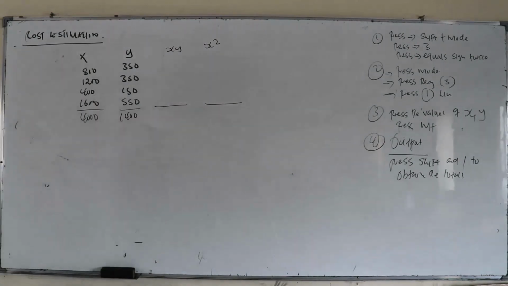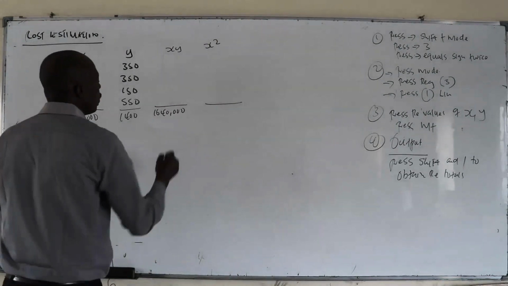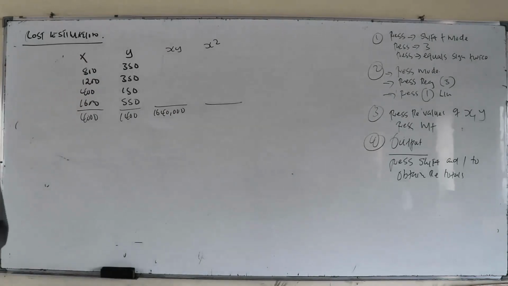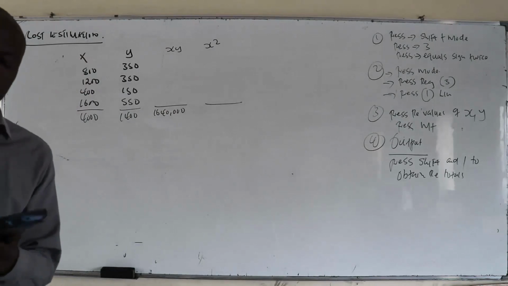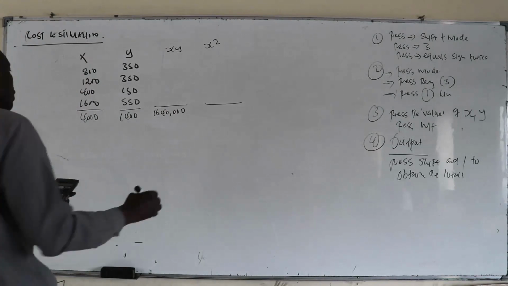Then you want to get the value of xy. You press shift and 1. You scroll, xy is under 3. You press 3, then the equal sign. This is 1,640,000. You want to get the value of the total of x squared. Shift 1. X squared is under 1. You press 1, equal sign. This is 4,800,000.